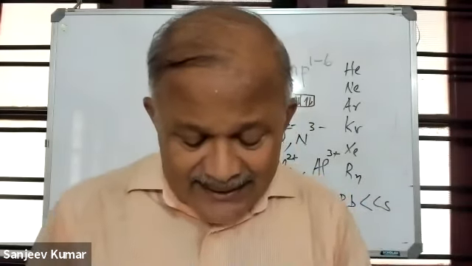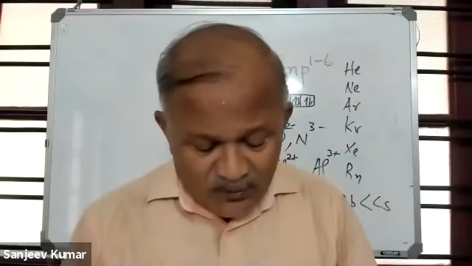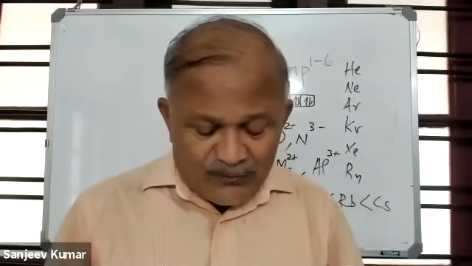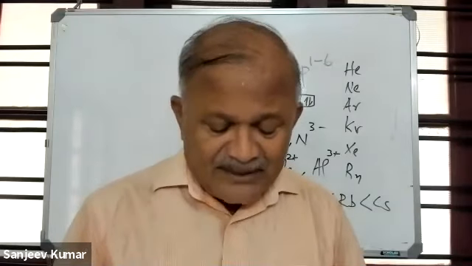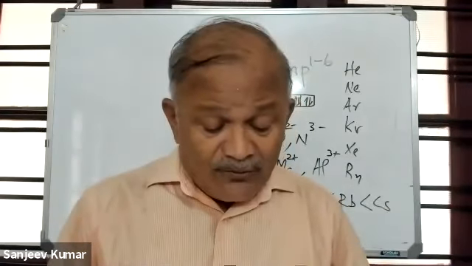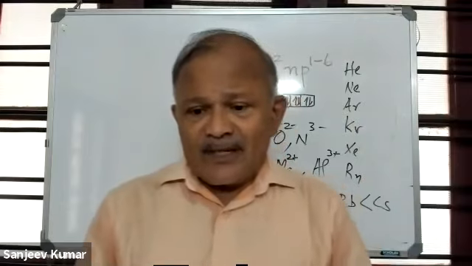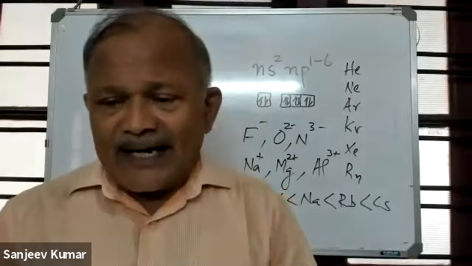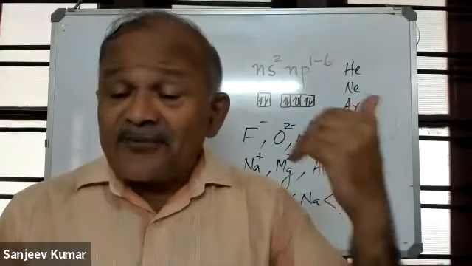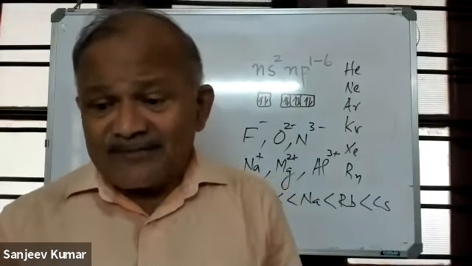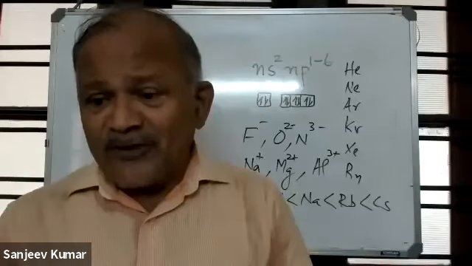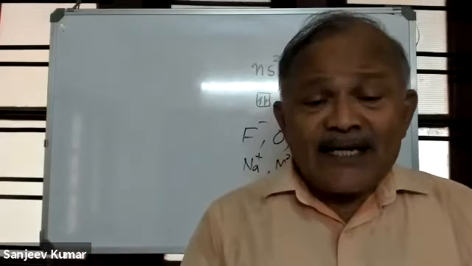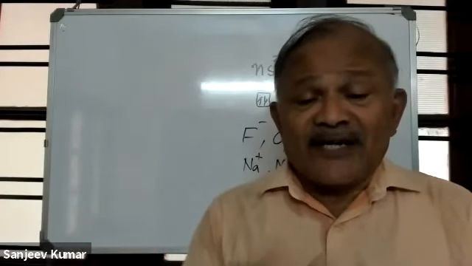The element, the electronic configuration of which is 1s2, 2s2, 2p6, 3s2, 3p6, 3d10, 4s2, 4p6, 4d10, 5s2, 5p3, belongs to which group of the periodic table? How will you find out to which group or period an element belongs if the electronic configuration is given? It is very easy. You have to look into the outer electronic configuration.